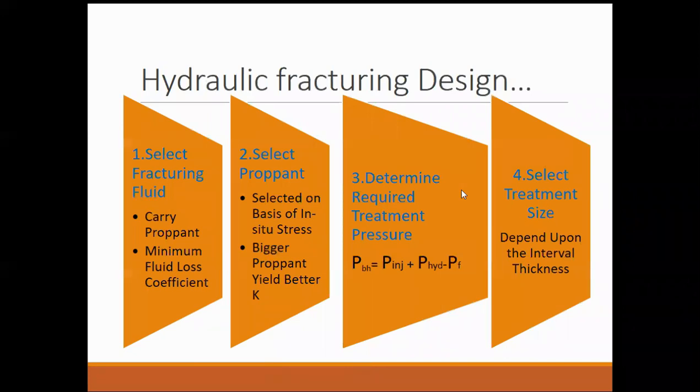So what factors affect the design? The selection of fracturing fluid: it should be able to carry proppant and it should have a minimum fluid loss coefficient, as I told. The selection of proppant should be based on in situ stresses, whatever the closure stress is, at what stress or pressure the fracture closure is happening. That is the key parameter to design the proppant. With a bigger proppant, you get bigger permeability, but also more crushing. So you have to balance between the two.